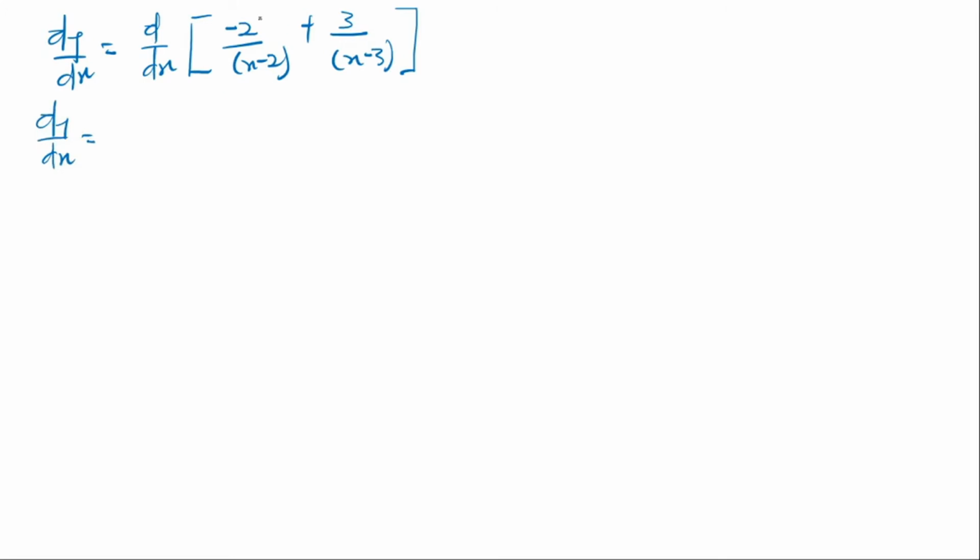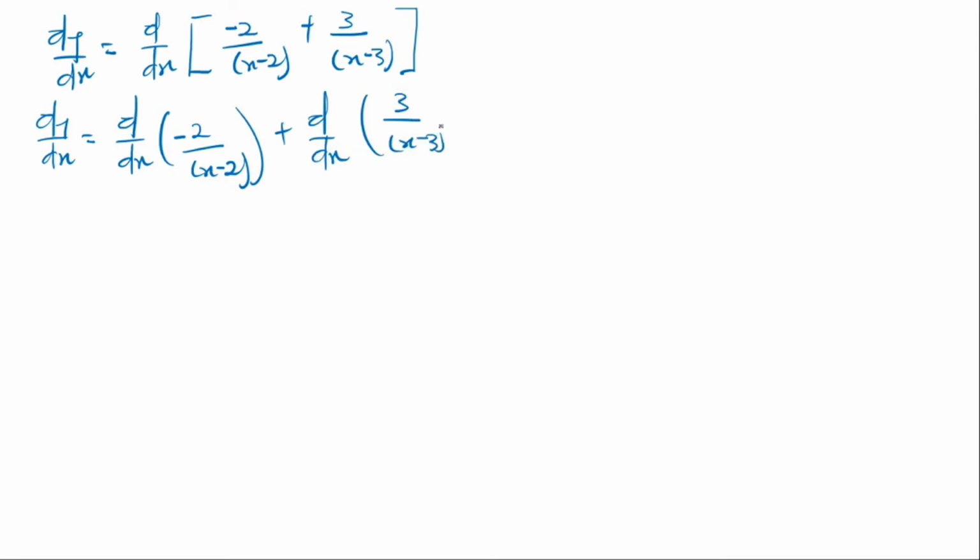It means we have to differentiate each of these functions individually, since they are two functions brought together by the summation sign, or the plus sign. So we will have to differentiate the first function, that is negative 2 on x minus 2, plus d/dx of 3 over x minus 3.